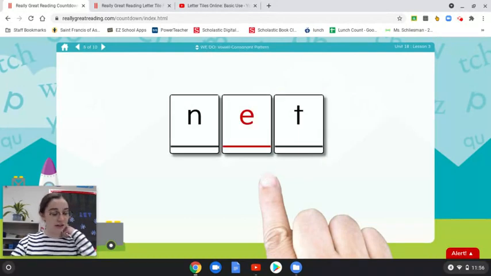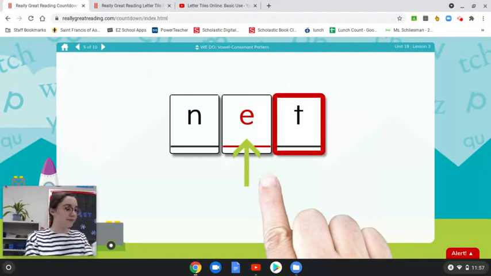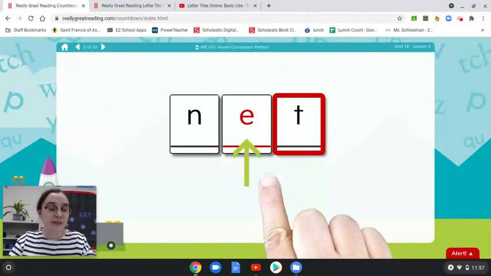Do you see one vowel letter in this word? Yes. What letter is it? E. Does the E have a consonant letter after it? It does. What is the name of that consonant letter? T. Does this word have our vowel consonant pattern? It does. What is our pattern? One vowel with one or more consonant after it.